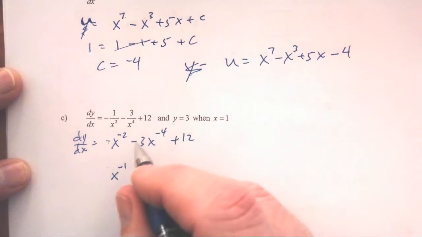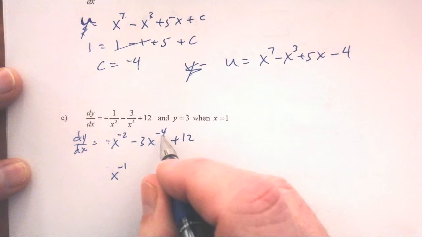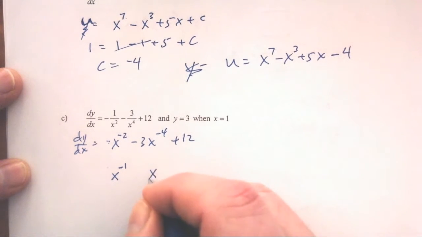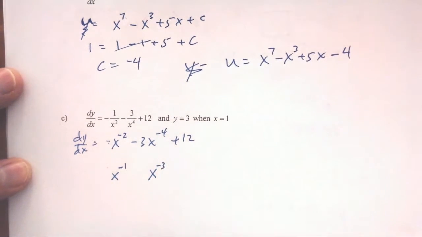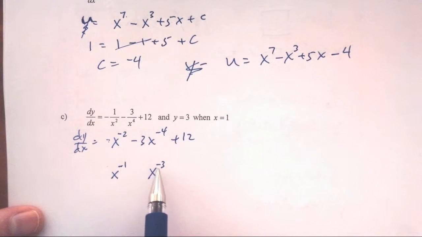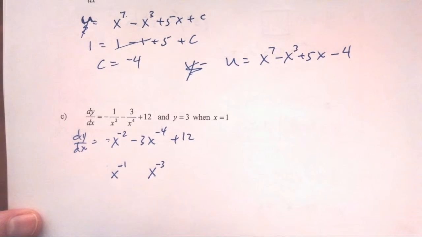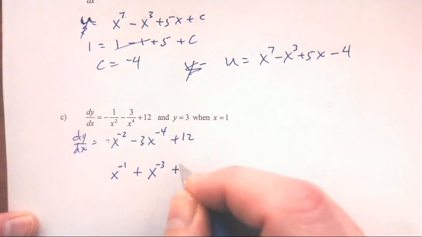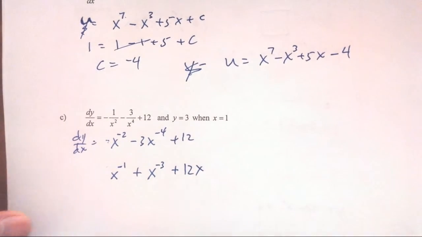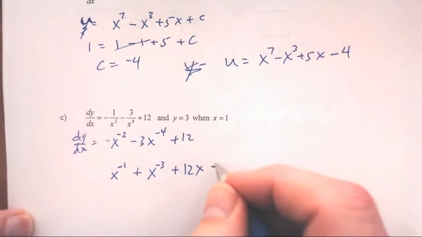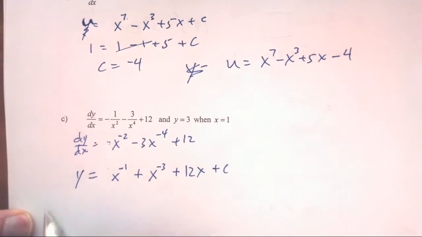Got it. To end up with an x to the negative 4th, I must have started with an x to the negative 3rd. If I take the derivative of that, I get negative 3 x to the negative 4th. Got it. So that's actually a plus there. And I would have had to start with 12x here. Plus c, that's what y is.